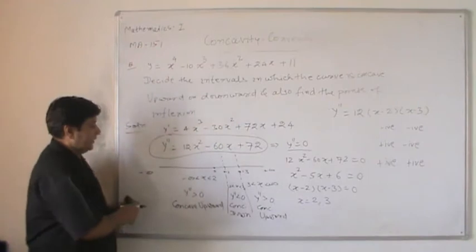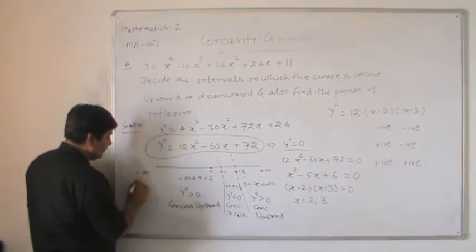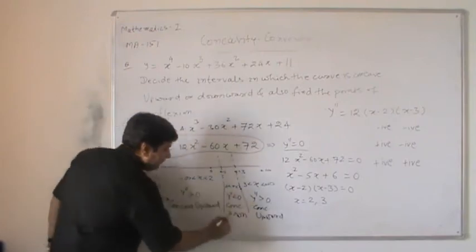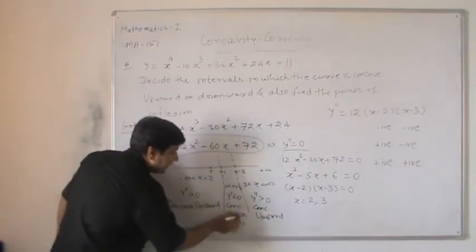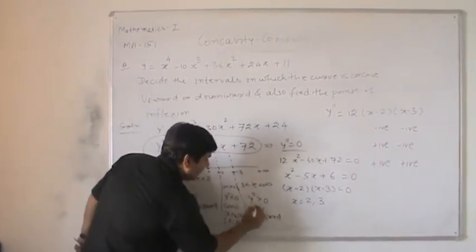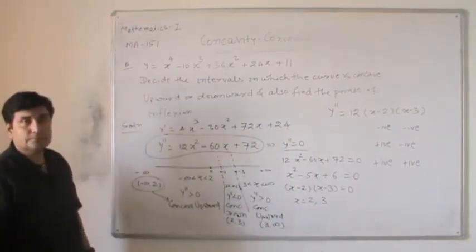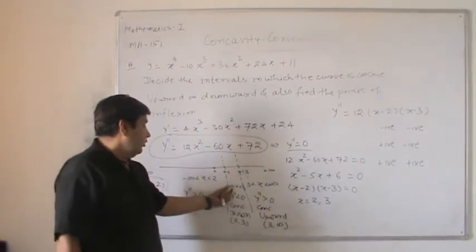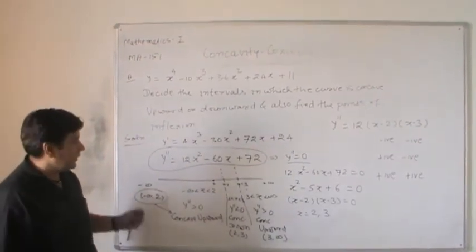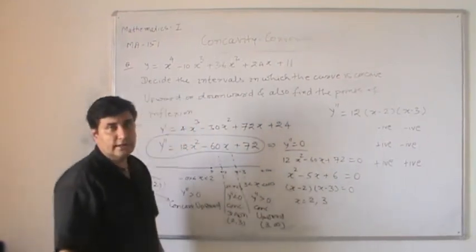So when x lies in the interval minus infinity to 2, your curve is concave upward. When it lies in the interval 2, 3, your curve is concave downward. And when it lies in the interval 3, infinity, your curve is concave upward. So when the value of x is between 2 and 3, the curve is concave downward, otherwise it is concave upward.